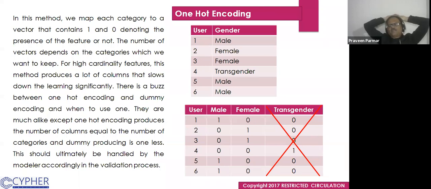So dummy encoding is better. If there is something other than that, it will pass to the dummy, to the base category. Understand? Does that make sense to everyone?